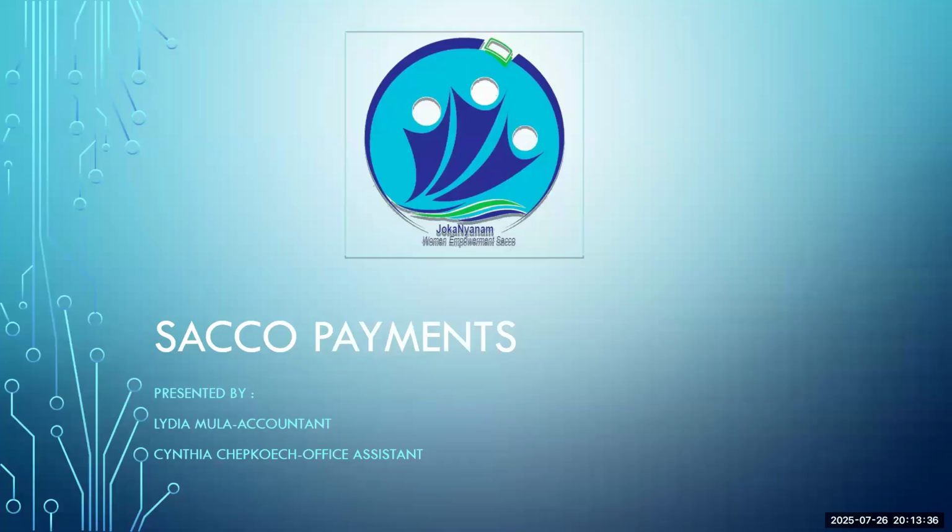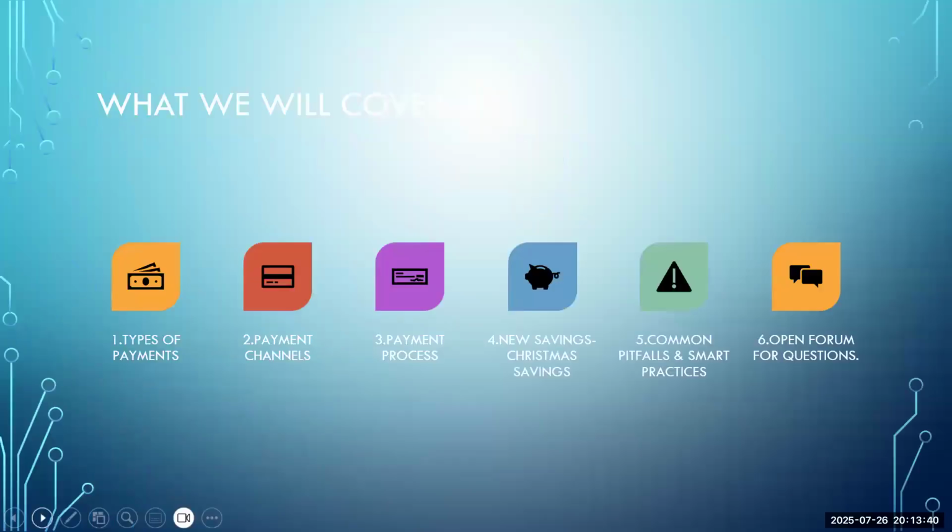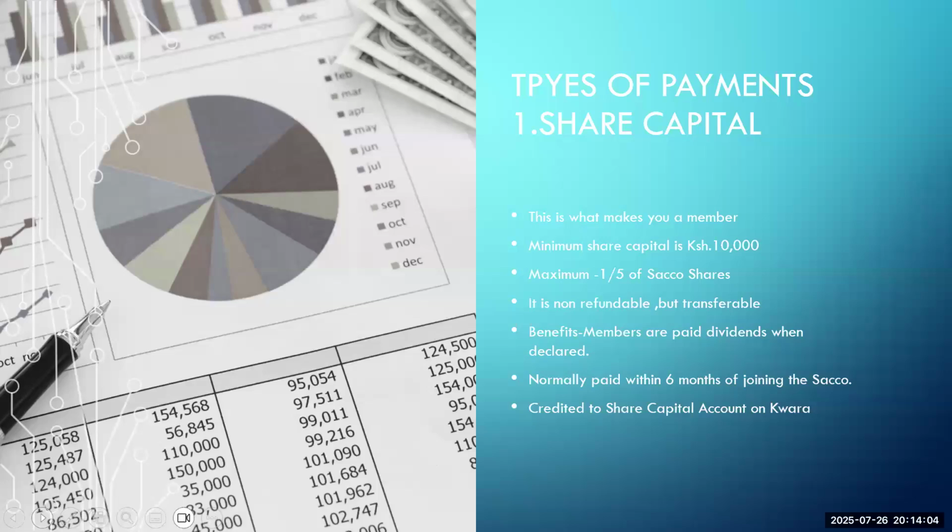So what we'll cover today is the types of payments, payment channels, the payment process, Christmas savings, the common mistakes our members make, and some of the smarter practices. And if members have any questions, we'll tackle them after the presentation. So the first one is share capital.